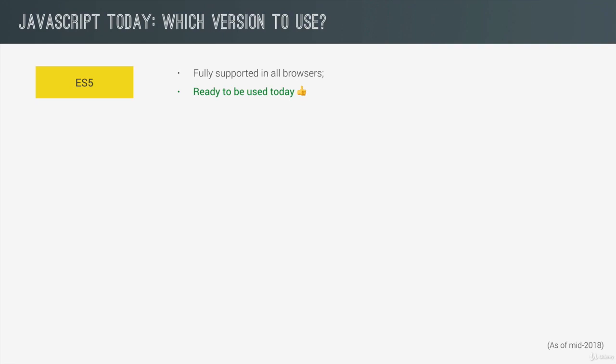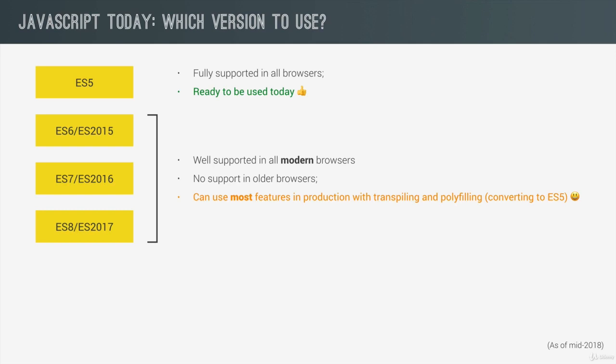So what does JavaScript look like today, and which version should and can we use? First off, ES5 is of course fully supported in all browsers today, and so that's the one that is safe to be used. Now about the newer versions ES6, ES7 and ES8, as of mid-2018, they are all actually quite well supported in all modern browsers. But the problem with this is that we can't just assume that our users use these modern browsers, at least not all of them. And the old browsers will of course not understand the ES6 syntax at all, and neither the ES7 and ES8 and so on and so forth. And so these old browsers are a big problem for us.